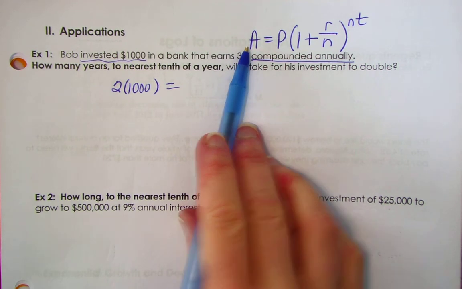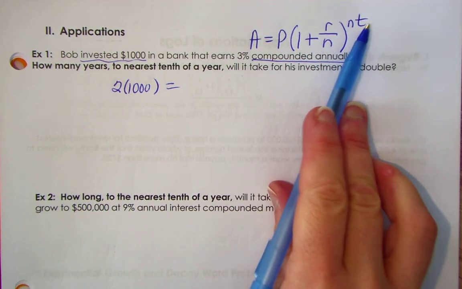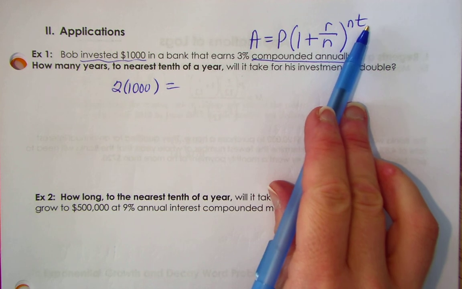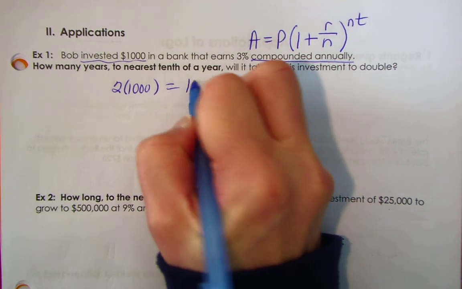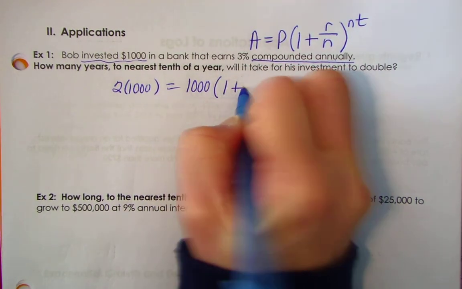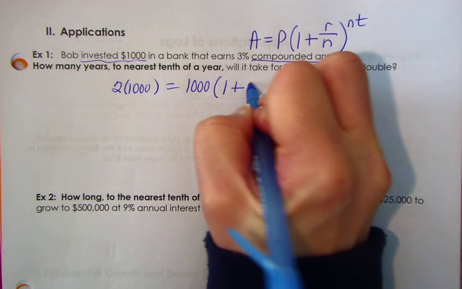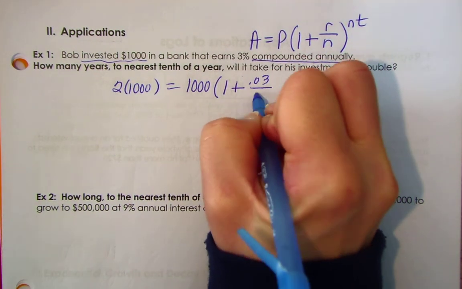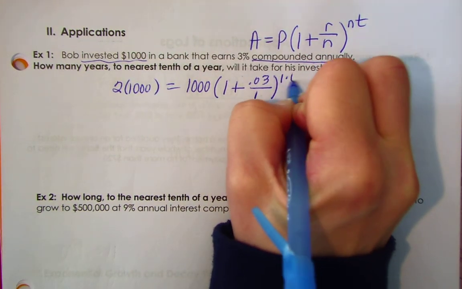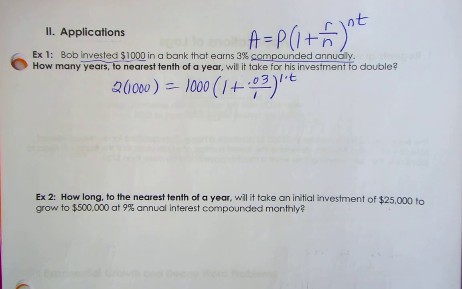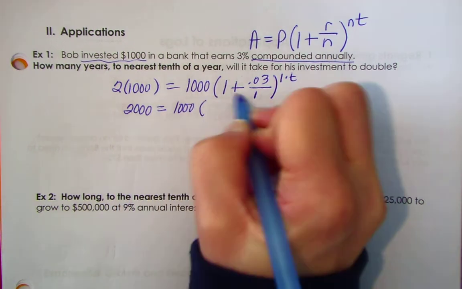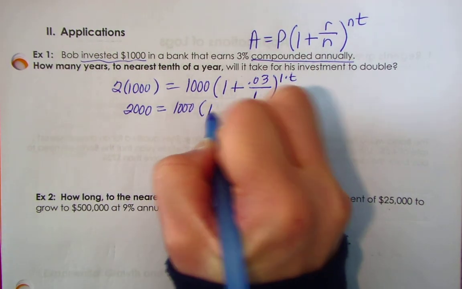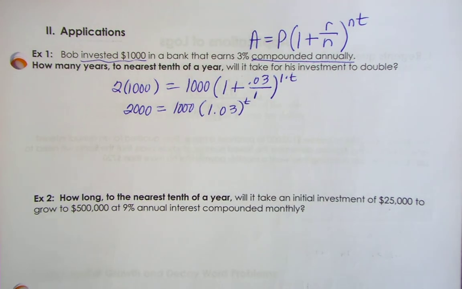We want to know how long it is going to take. So that's the t. If it's compounded annually, our principal was 1,000, and then 1 plus the rate of 3%, which is 0.03, and annually would be over 1, to the 1 times t. So let's do some simplifying. This would be 2,000. 1 plus 0.03 over 1 is just 1.03.